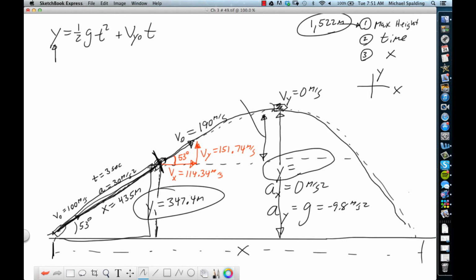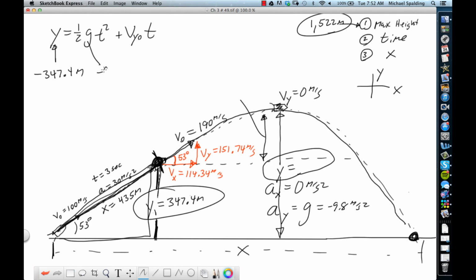So here's the starting point right here. Here's the ending point over here. What's your y displacement? Negative 347.4. Oops, dyslexic. It's this, right? The vertical displacement from start to finish is this y1. And why is it negative? Because the rocket went down.